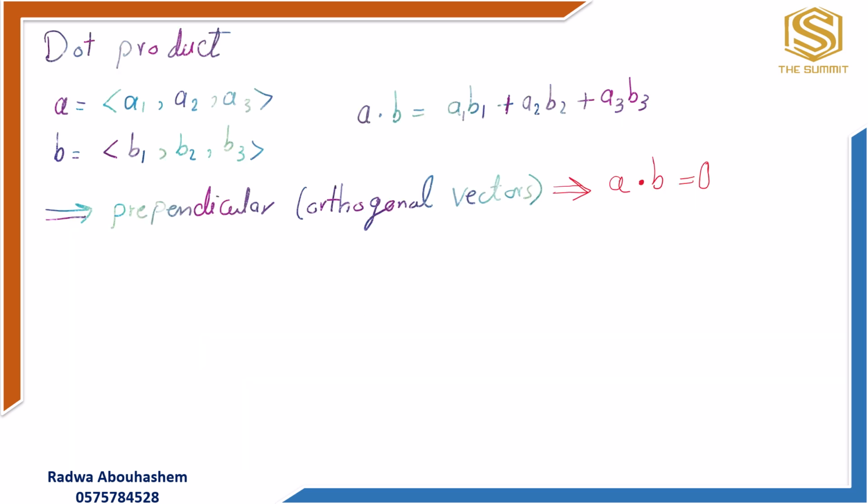Here's another operation we do in vectors, which is the dot product, which means that we're going to multiply the vectors. When you multiply vectors, for example, vector A and vector B, you multiply A1 times B1, A2 times B2, A3 times B3, and you add them. And you have to pay attention to a rule: the dot product for perpendicular vectors is equal to 0. So let me give you an example here.